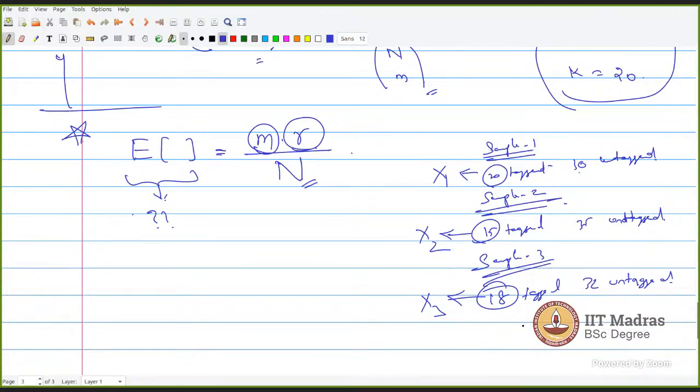As I have observed only one particular sample, what is the mean of this sample? So I have only one sample, and out of that x1 is 20 and I have observed only one time. So what is the expectation of x here? 20 by 50, right?